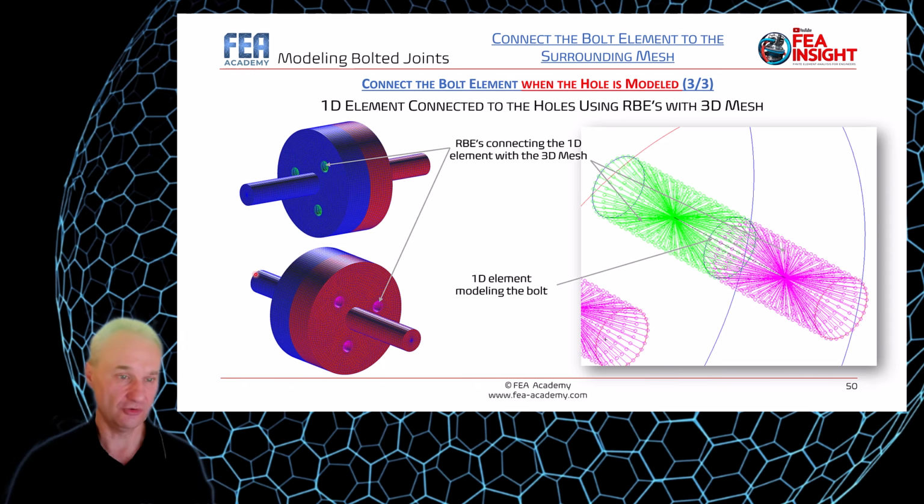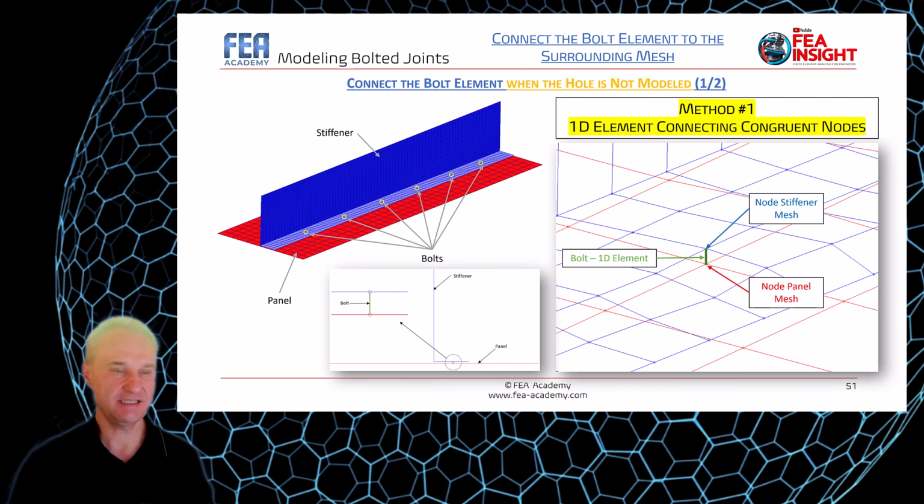So the two parts can be TET or X-meshed. It is the same approach. So now let's see the other situation where we connect two parts where the hole is not modeled.